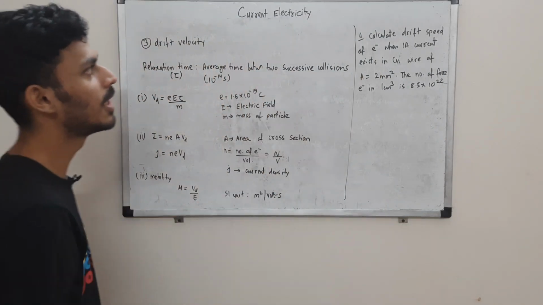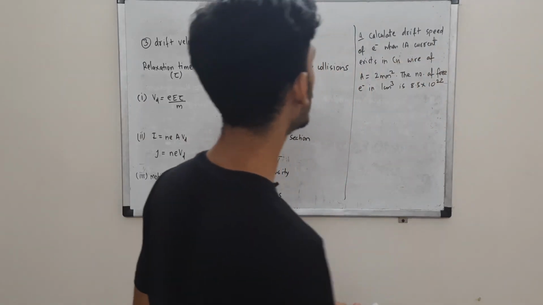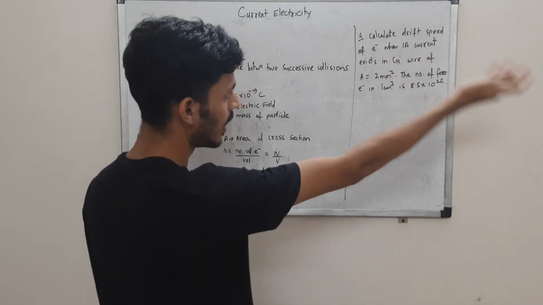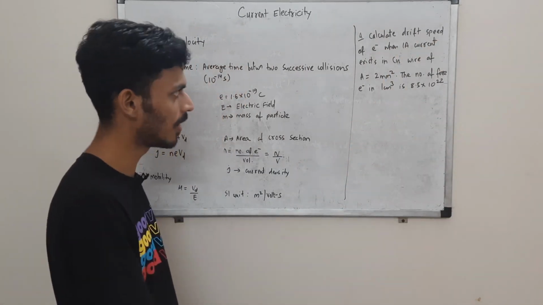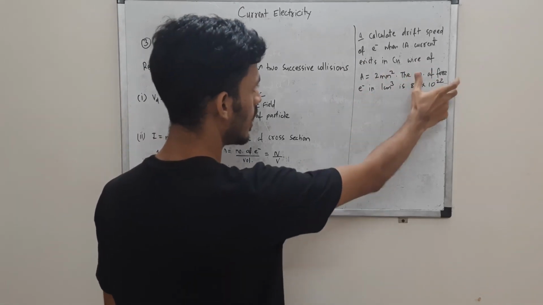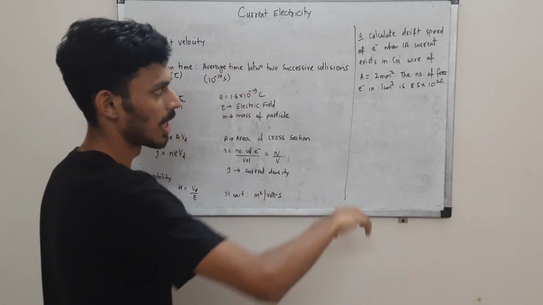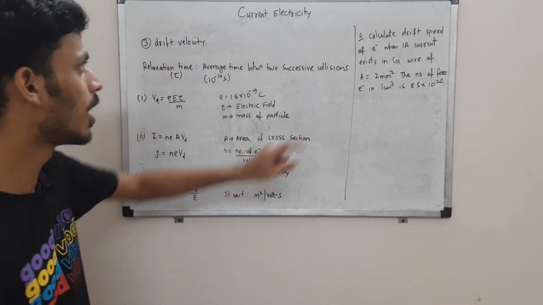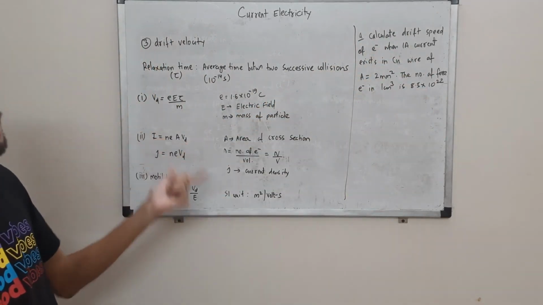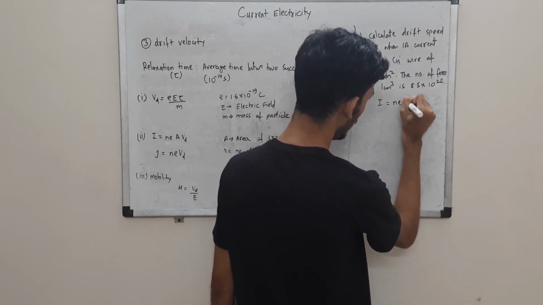Okay, so let's calculate the drift speed now. We'll solve one numerical based on this. We are supposed to find the drift speed of an electron. Current is given, 1 ampere current exists in the copper wire. You are given the cross section area and the number of free electrons. This is the number of electrons in 1 centimeter cube, okay, so you can find the number density. Now you are supposed to find drift speed. You are given current. So what relation will you use? I is equal to nevd.